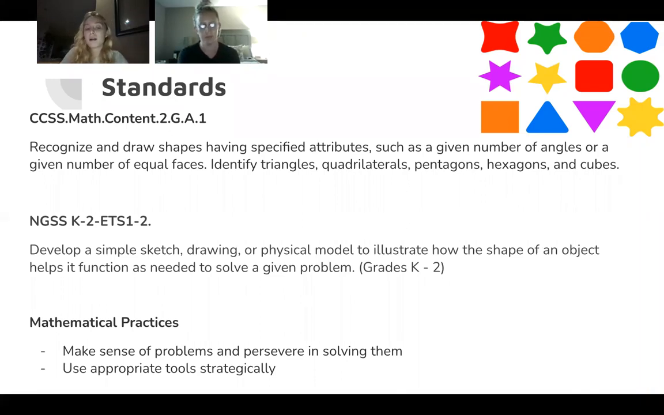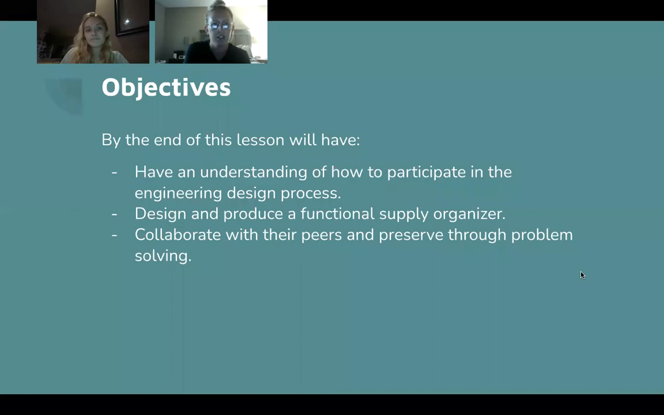The mathematical practices present in this lesson plan are to make sense of problems and persevere in solving them, and use appropriate tools strategically. For the objectives, by the end of the lesson, students will understand how to participate in the engineering design process, which is the science standard, to design and produce a functional supply organizer, and to collaborate with their peers and persevere through problem solving.